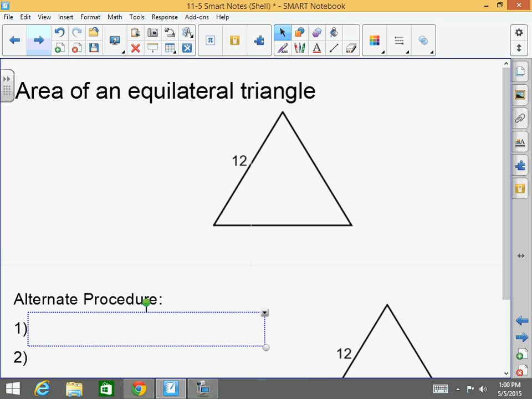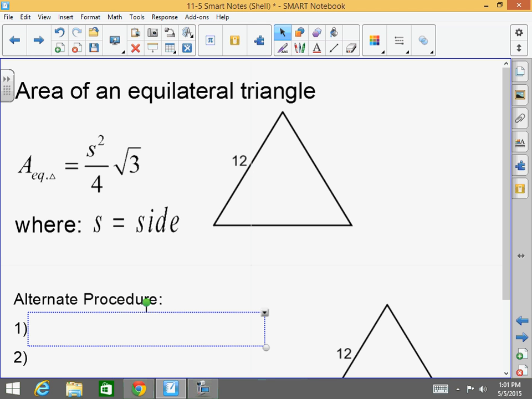Okay, let's continue. Now, the area of an equilateral triangle. The good news here, there's two different ways to solve this, and luckily, I'm going to teach you both. I'm going to teach you the formula of an equilateral triangle, which is sometimes difficult to memorize. The formula for any equilateral triangle, remember an equilateral triangle is a regular polygon, is s squared, the side squared, divided by 4 times the square root of 3, where s is the side.